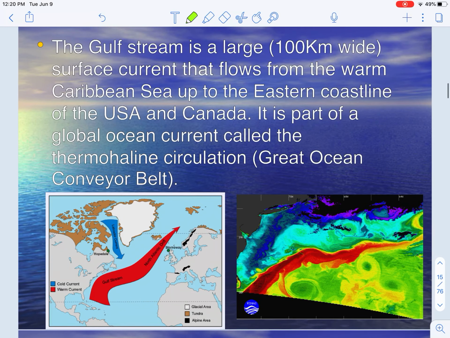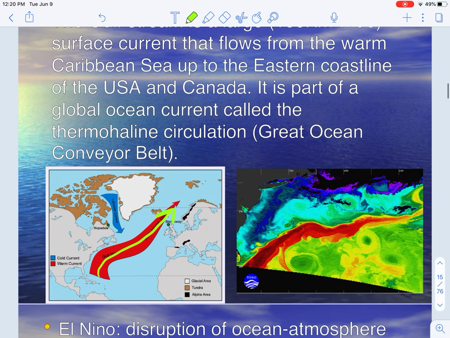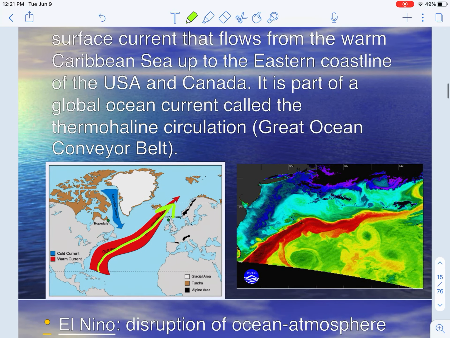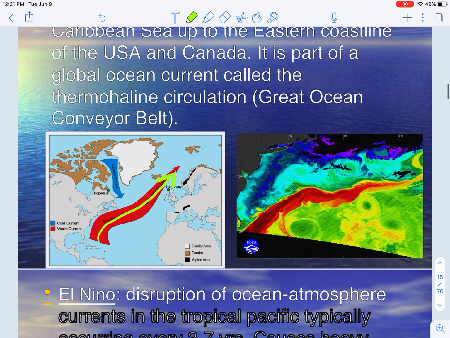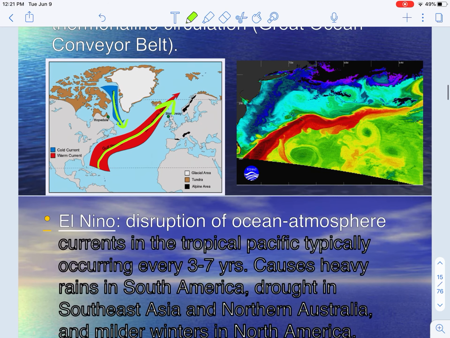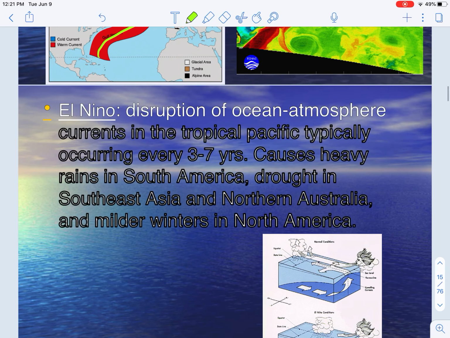And the Gulf Stream, a 100-kilometer wide stream of water, flows from the Caribbean up the eastern coastline of the U.S. and Canada. And so that is a way that, again, there's that mixing of the ocean water of the world, and we have the cool water then coming down to replace it.